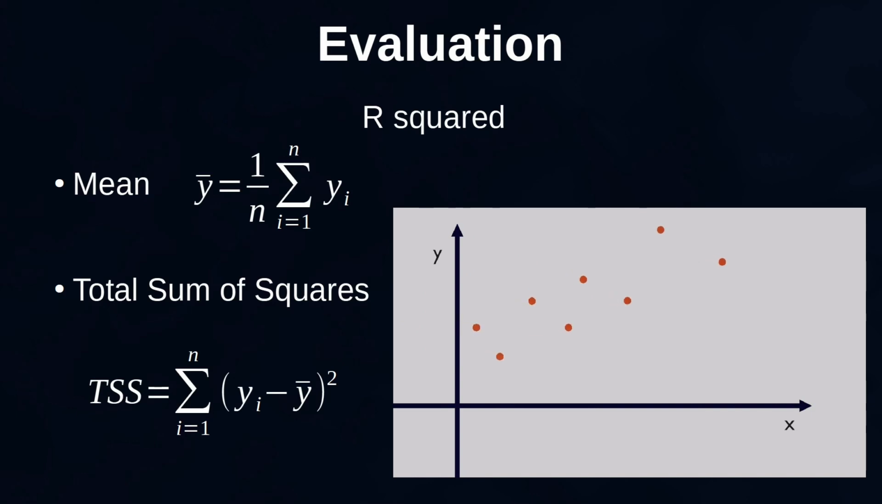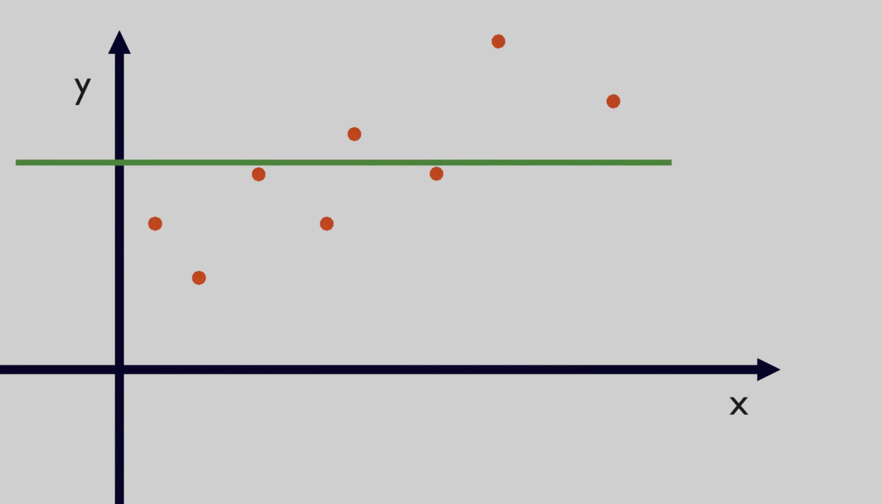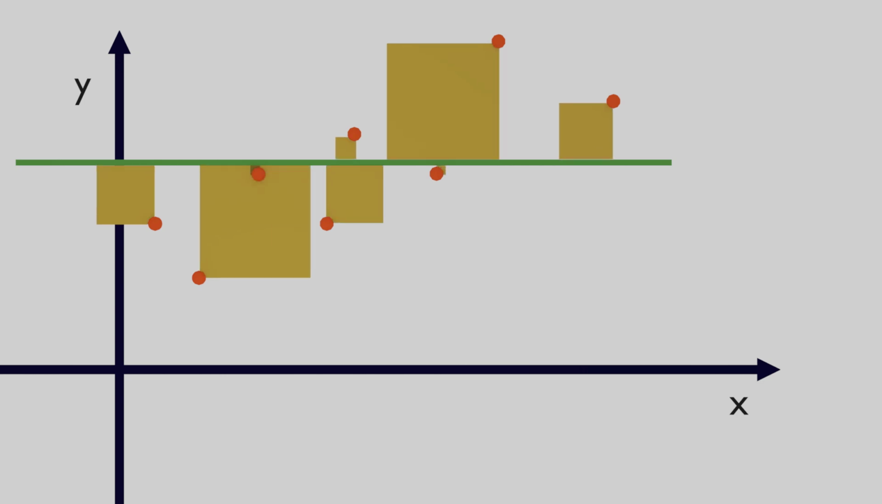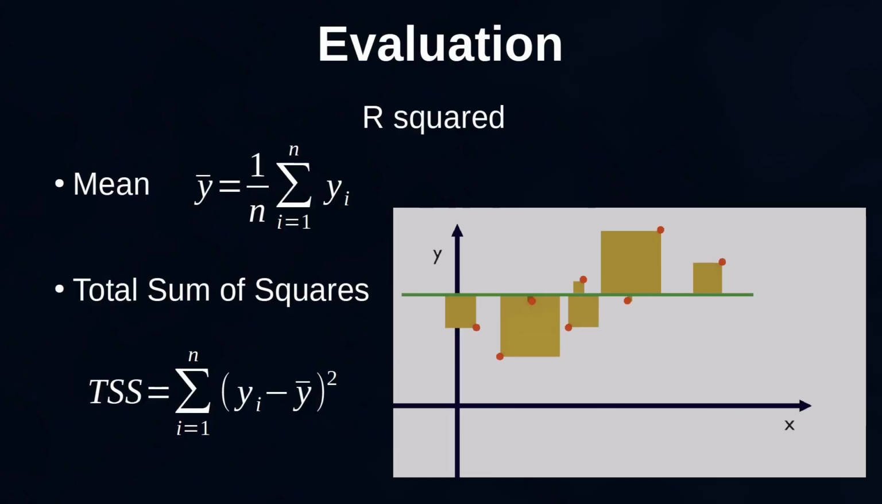This is mainly used in linear regression problems where there is a linear relationship between the input and the output. This metric quantifies the amount of variance of the dependent variable which can be predicted by the independent variable. To calculate the metric, we need to first calculate the total sum of squares. This is the sum of the squared differences between the points and the mean of all the points. In the example, you can see that the total sum of squares is the sum of all the yellow squares.